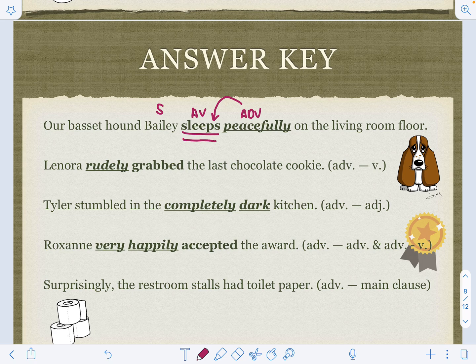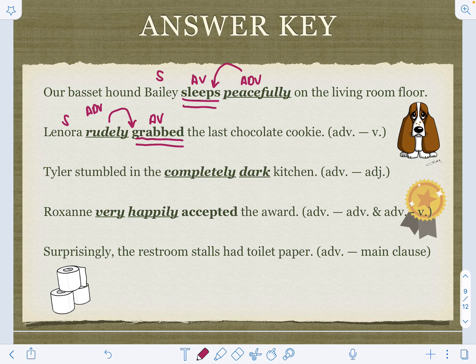The second sentence says, "Lenora rudely grabbed the last chocolate cookie." And remember, you were looking for an adverb that modifies the verb. So we have Lenora as our subject. We have grabbed as our action verb. And how did she grab? She rudely grabbed. And that is our adverb.